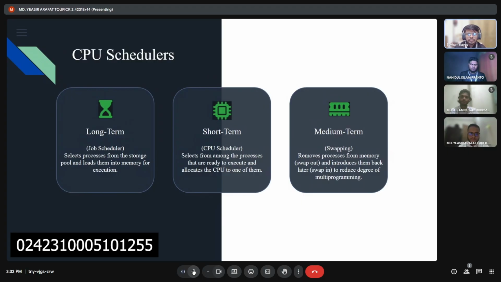The medium-term scheduler actually handles swapping. It can remove a process from memory to secondary storage, that is, swap out the process, and bring it back later, which is swap in. This is typically used to manage and reduce the degree of multiprogramming if memory becomes constrained. I hope we understand the CPU schedulers, the long-term, short-term, and medium-term, and how they work.